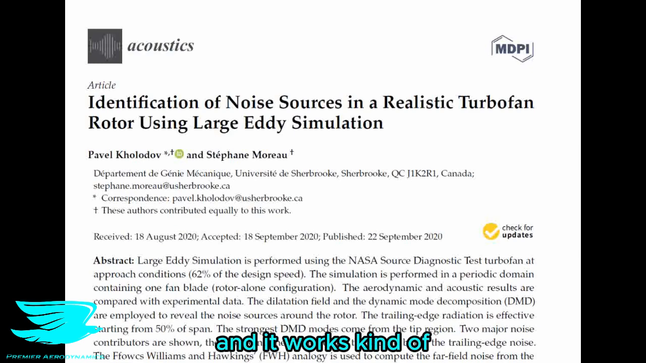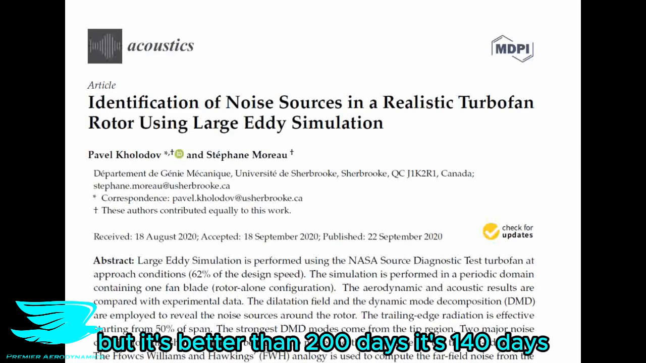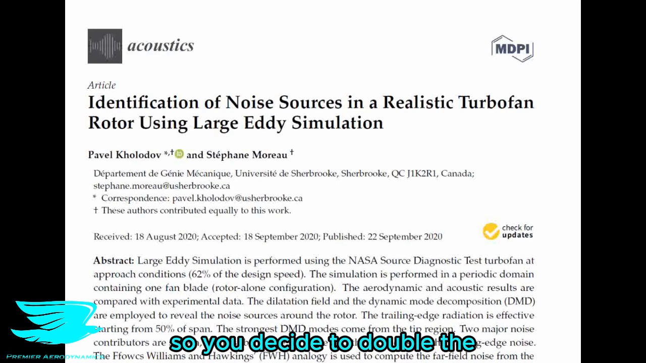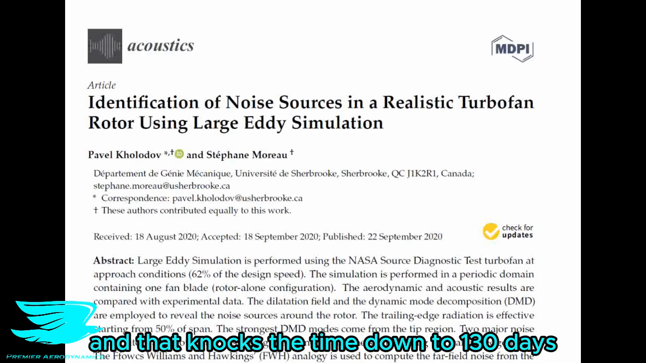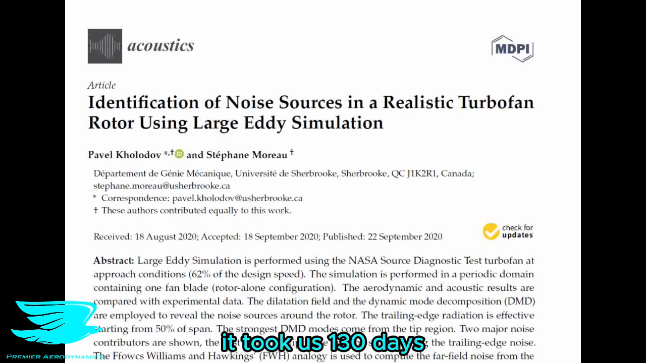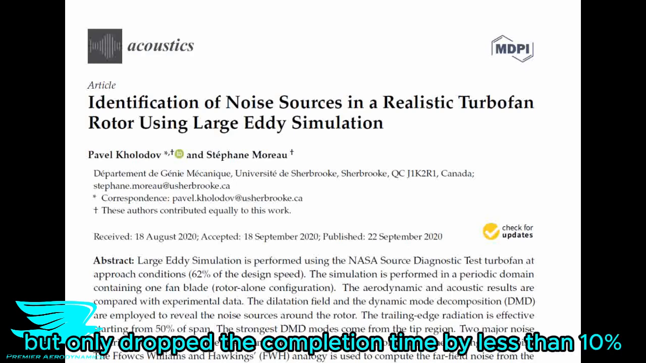And it works, kind of. You knock it down to 140 days. That's not 100 days, that's not half, but it's better than 200 days. So you decide to double the number of cores again to make it 4,000 cores to get it sooner, and that knocks the time down to 130 days. You've literally doubled the number of cores, but only dropped the completion time by less than 10%.